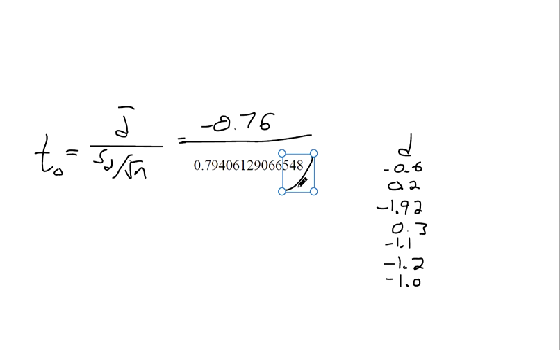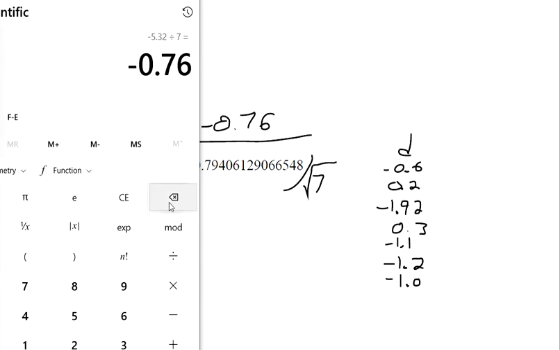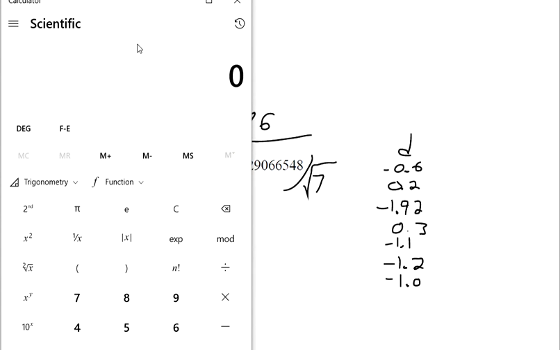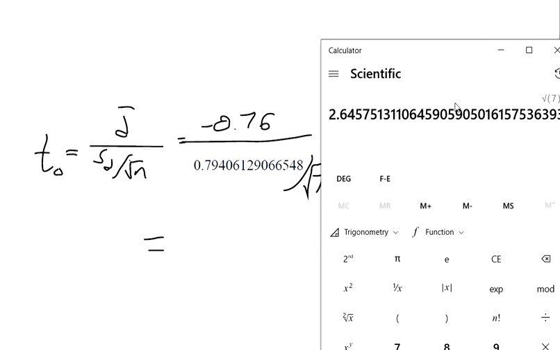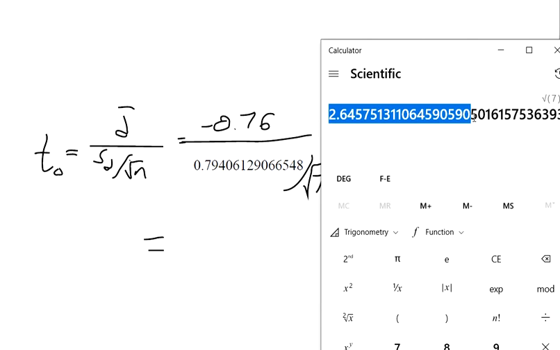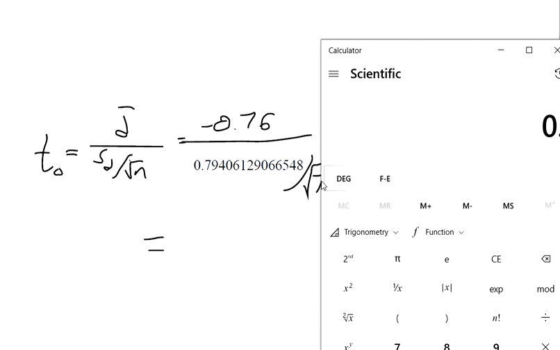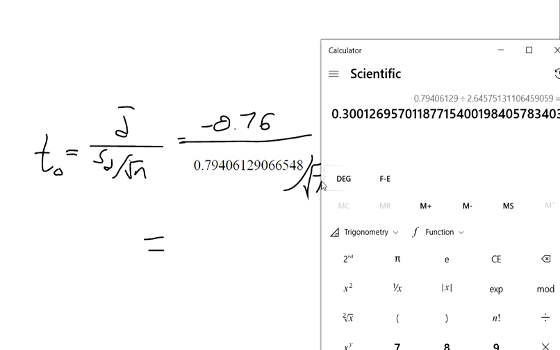And we need to divide by the square root of n, and there are 7 numbers, I think. 1, 2, 3, 4, 5, 6, 7. So the square root of 7 goes on the bottom. When you calculate this, type 7 first in your calculator, then hit square root. I'm going to highlight this and copy it. Then I'm going to take 0.7940612, that whole thing, and divide it by what I just copied. So that's the denominator of our fraction.